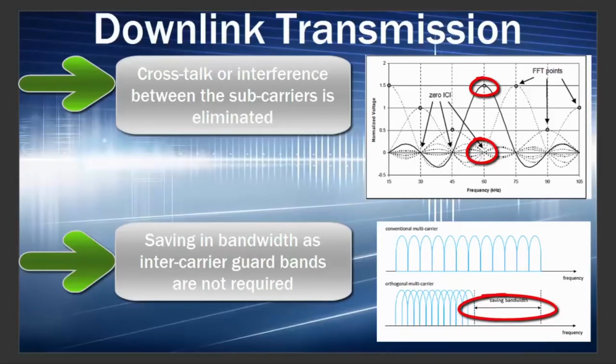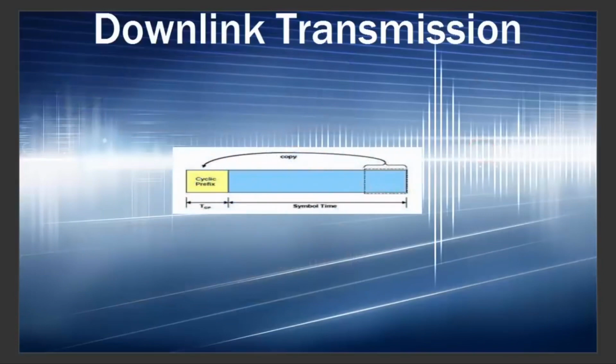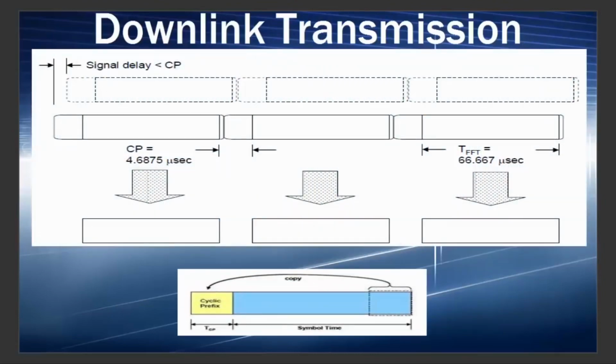Now let's see how OFDM resolves the problem of inter-symbol interference. There is one truly remarkable aspect of OFDM, that is, each OFDM symbol is preceded by a cyclic prefix, or CP, to prevent ISI caused by multipath delay spread. The cyclic prefix represents a guard period at the start of each OFDM symbol, which provides protection against multipath delay spread. The duration of the cyclic prefix should be greater than the duration of multipath delay spread, only then can it prevent ISI.